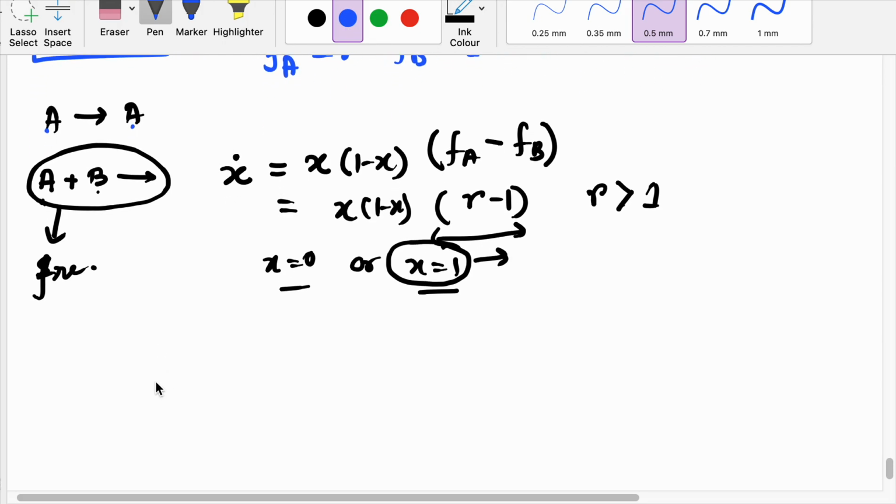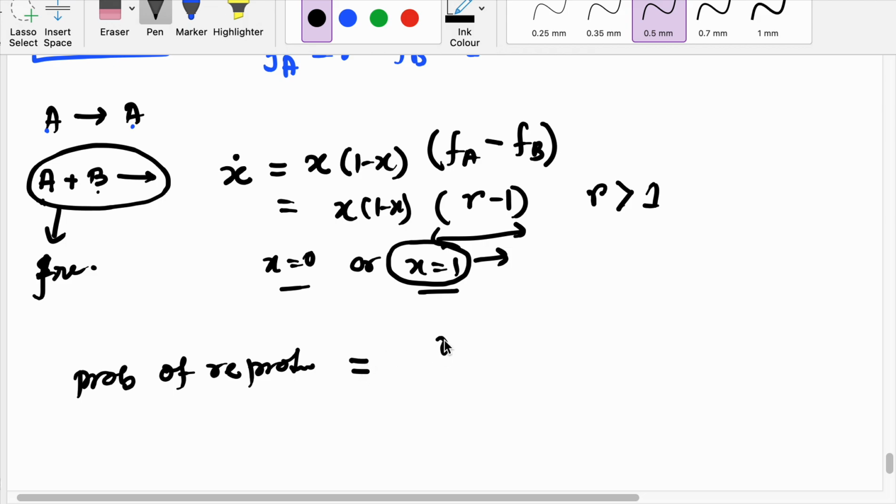Now here we have to write the probability of birth and death. The probability of birth of i means, okay, let me write in this way. If I randomly choose an A, and I ask what is the probability of birth, the probability of reproduction of A.